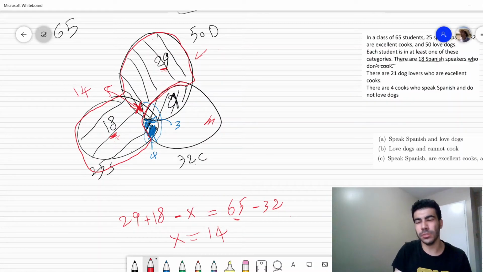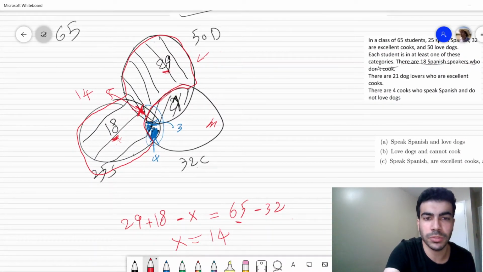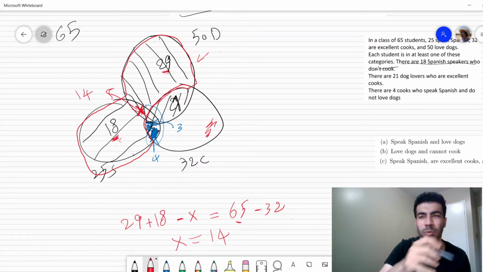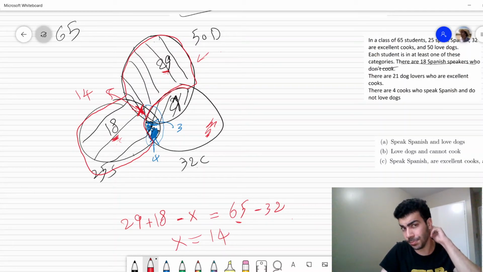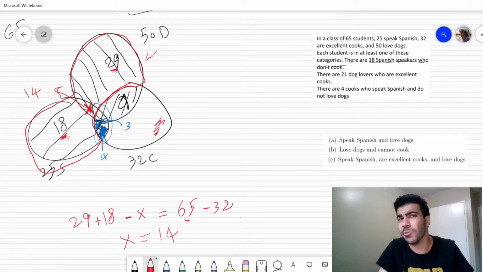Now you should move forward and try to find out the value for this area too. However, I will not go through that because, if you look at the question, you are not asked about it. So let's go to the questions, and you will find that we actually solved the 3 points.